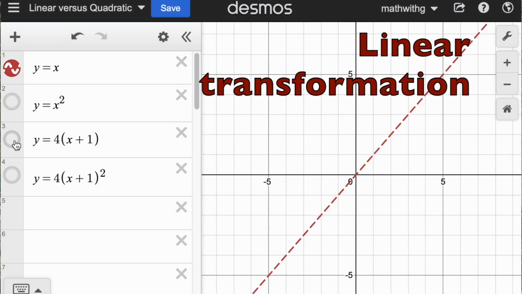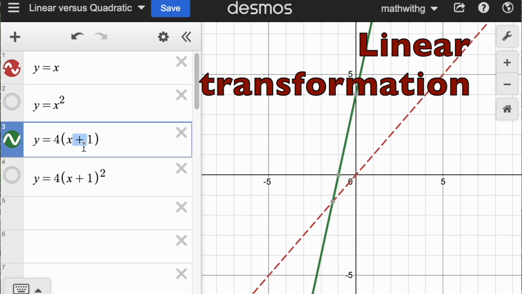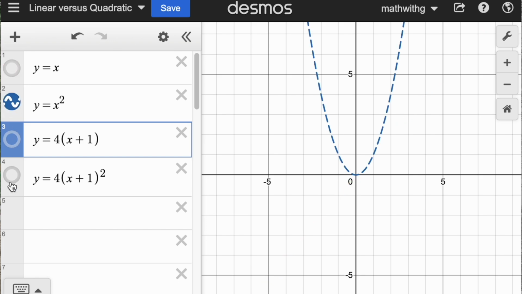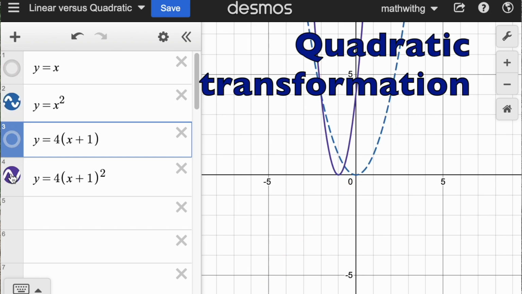For the line, we have a 4 in the front, so of course it's going to get steeper. And we have a movement from there. We went left 1. So we were here, we became steeper, and then we went left 1. It shows plus in here, but that means move to the left. And that same thing can be seen with the quadratic. We're going to get steeper, and we're going to move left 1.